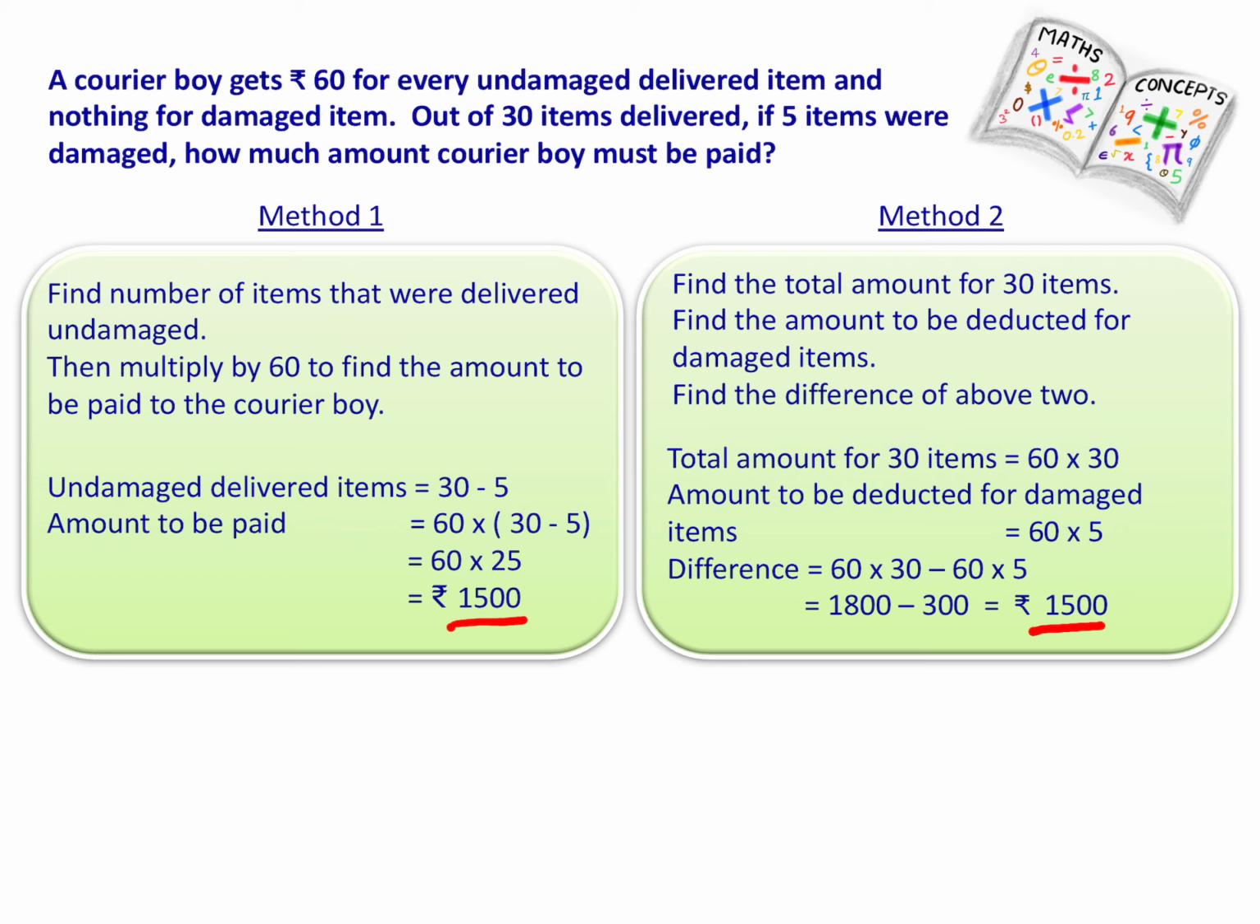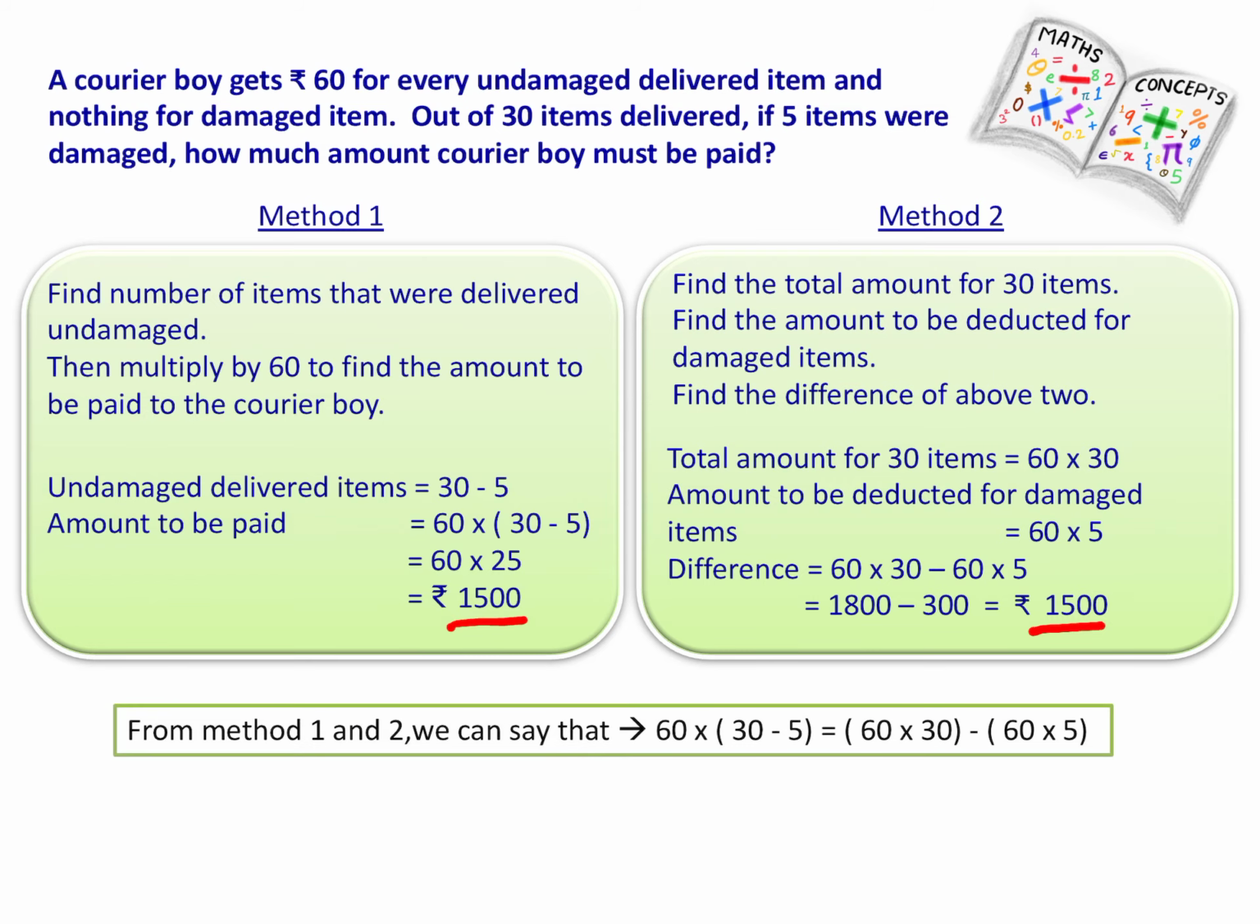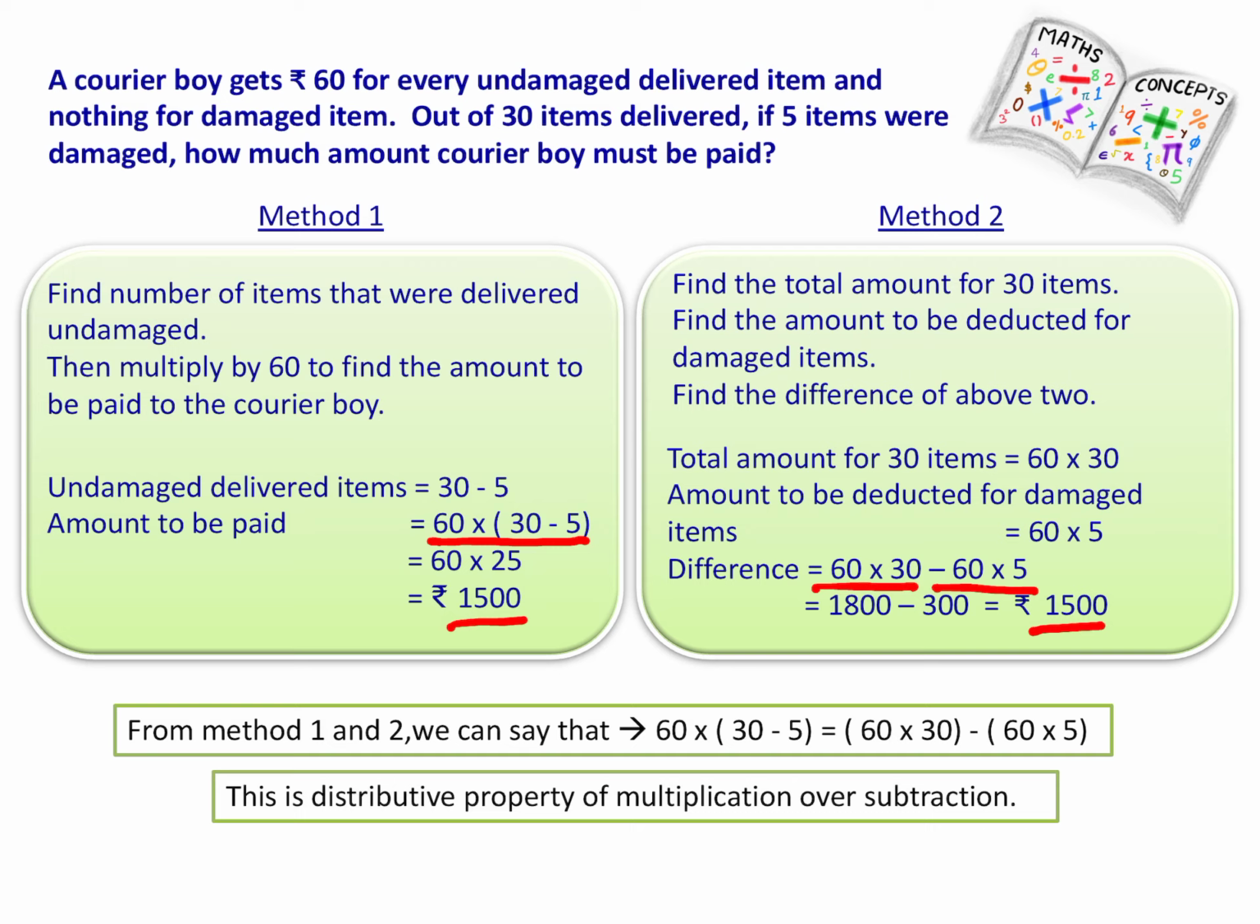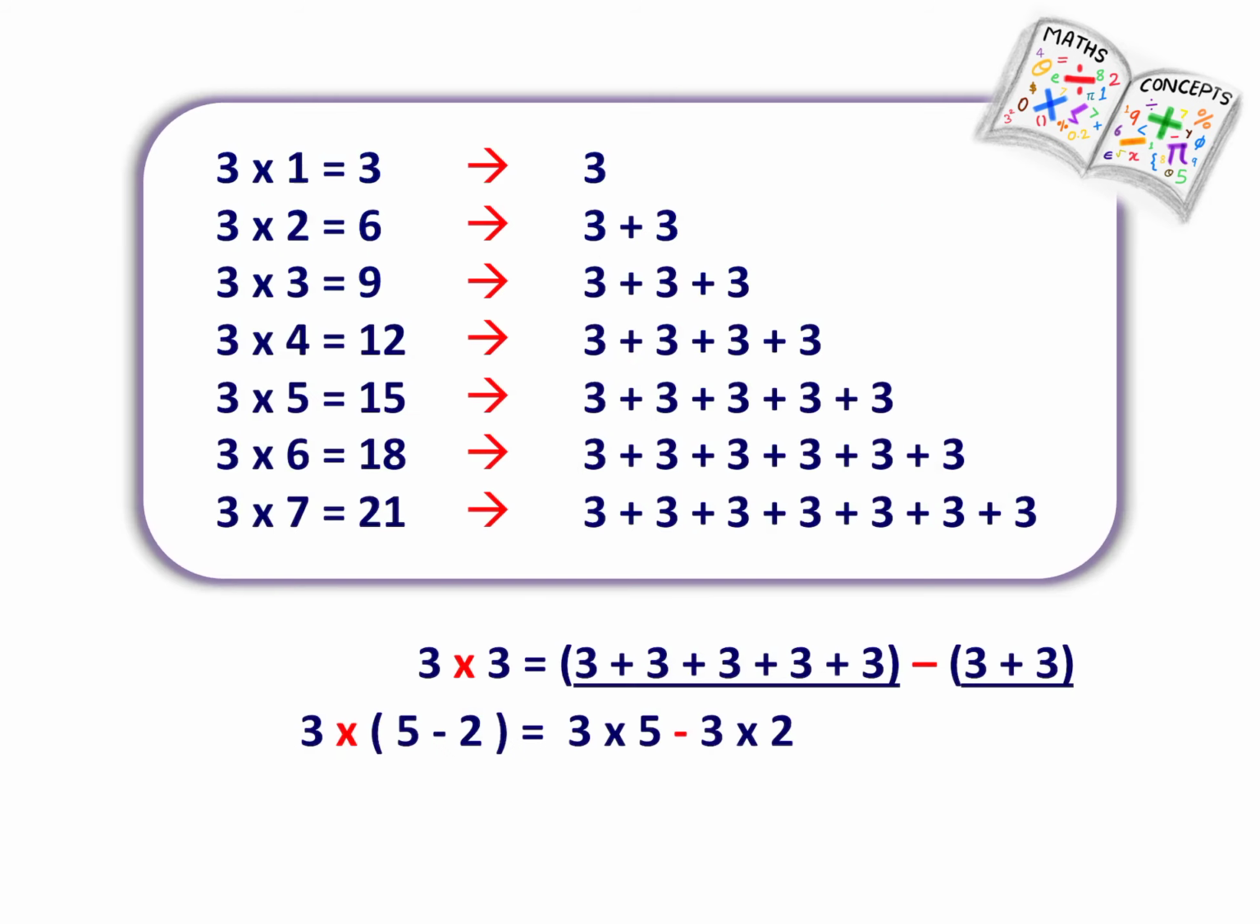Again here from both method 1 and 2, we can say that 60 into (30 minus 5) is the same as 60 into 30 minus 60 into 5. Okay, and this is called distributive property of multiplication over subtraction, because we are distributing multiplication over subtraction. As a generic rule, we can write it as a into (b minus c) equal to a into b minus a into c.